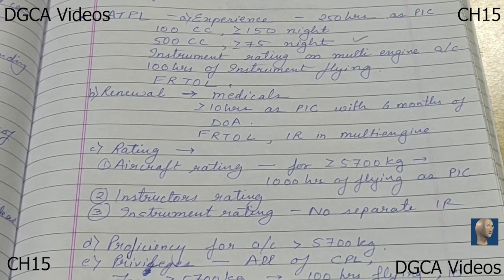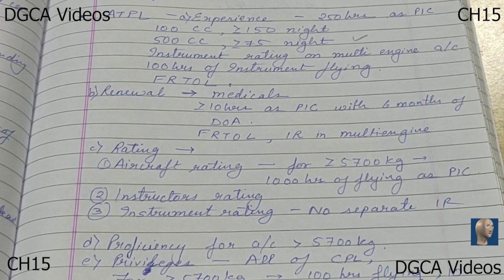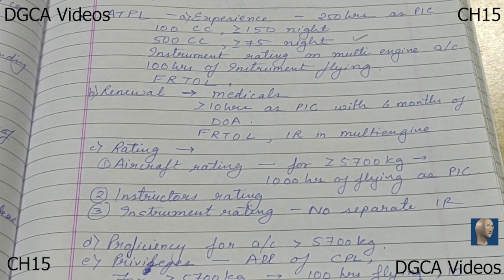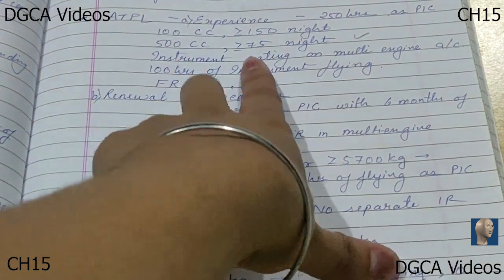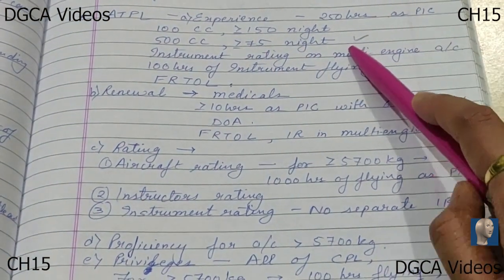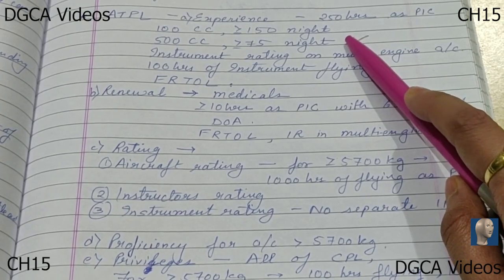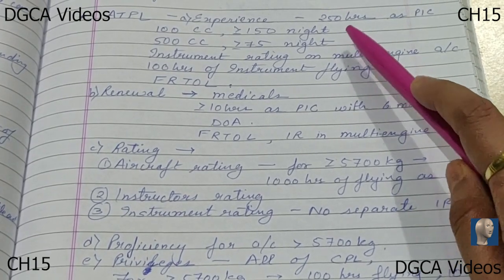This is actually a little bit debatable because at one place it's written this and at the other place it's written 500 cross country and minimum 75 night flying. So we'll be going with this actually because, well, this is more accurate. Yeah, so we should go with this.